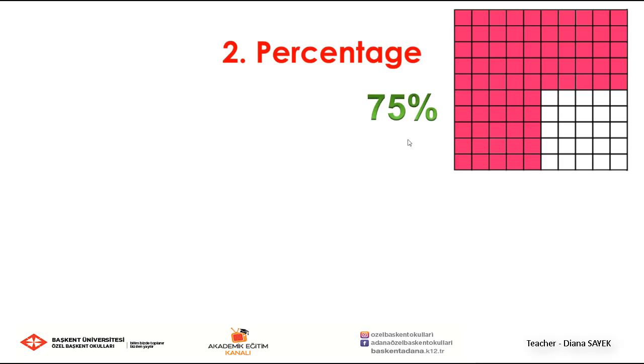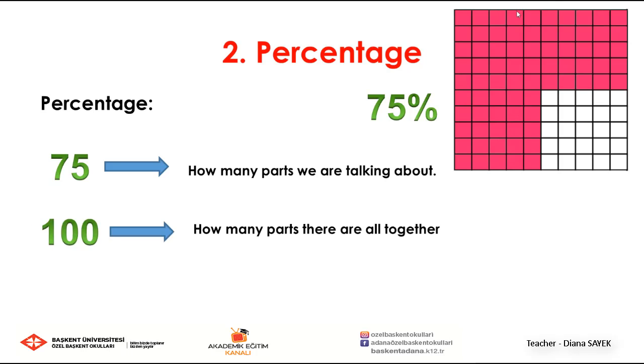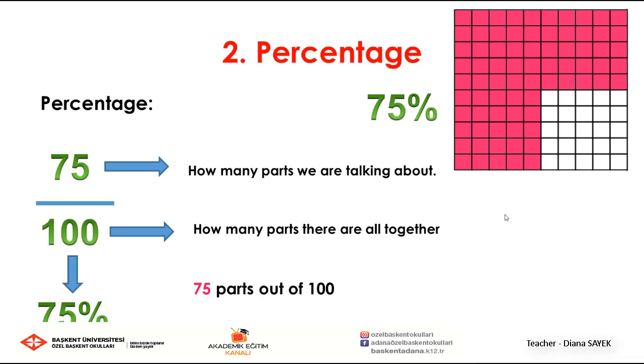Let's take another example, 75%. Here, 75 are the amount of parts we're talking about, or the ones shaded red. 100 are the total amount we have here in this diagram. So we can say that 75% are shaded red, or 75 parts out of 100 are colored red. This is percentage.